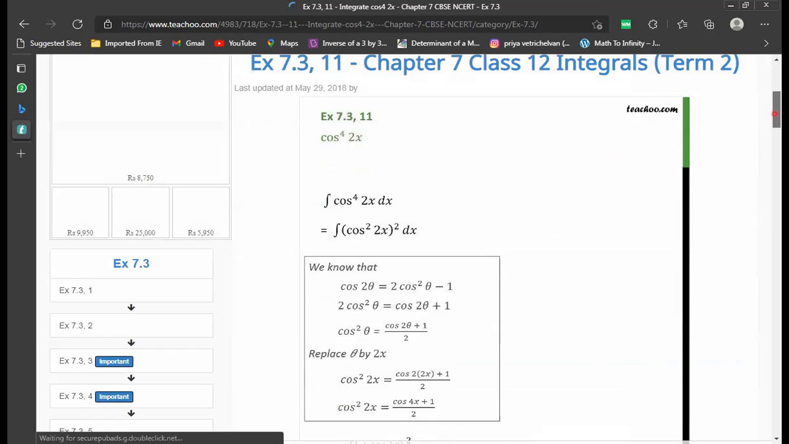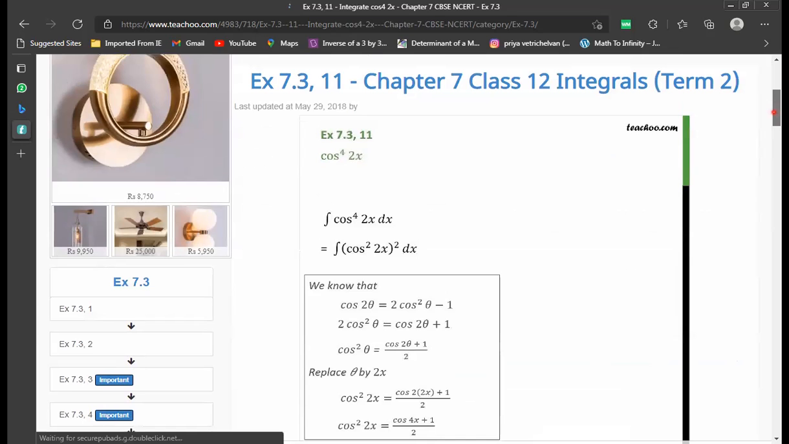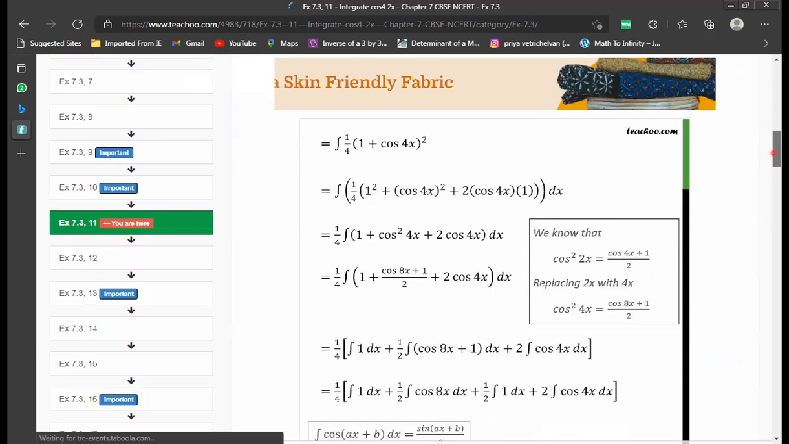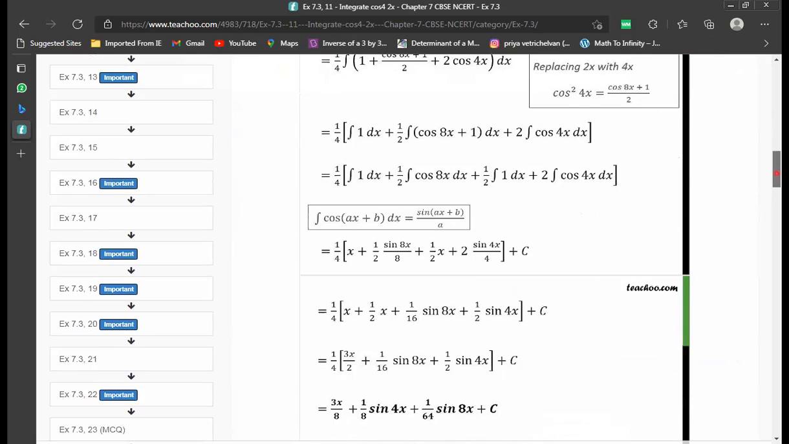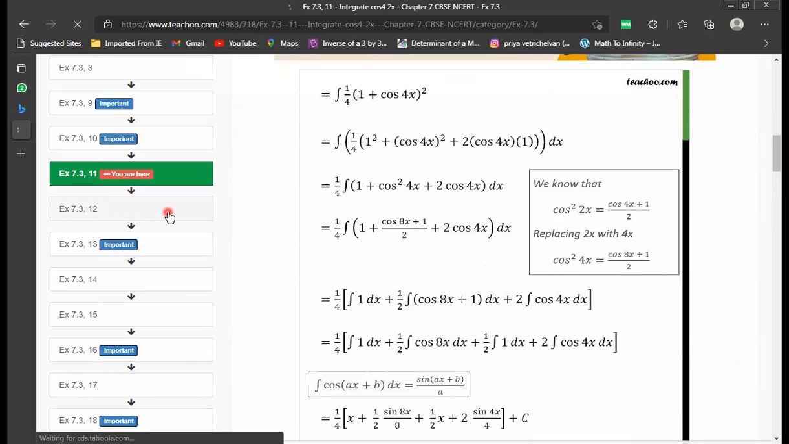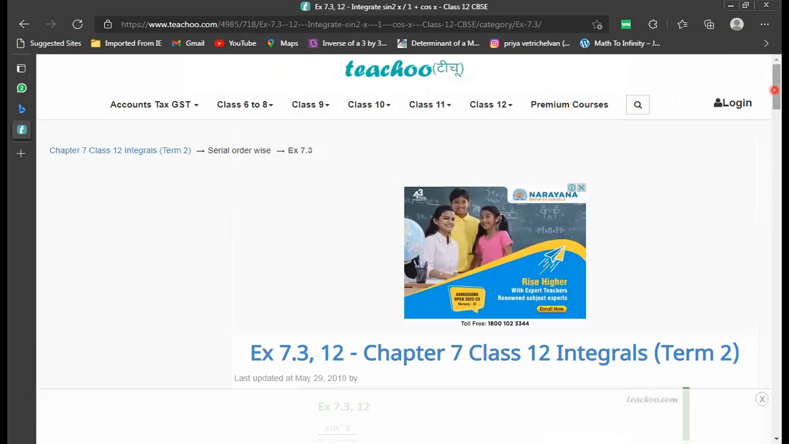Same method. We're just rewriting the cos power 4x in terms of cos square the whole square. Rest of the terms are same. So in the previous question, we saw a minus b the whole square. Here we do have a plus b the whole square. That's it.